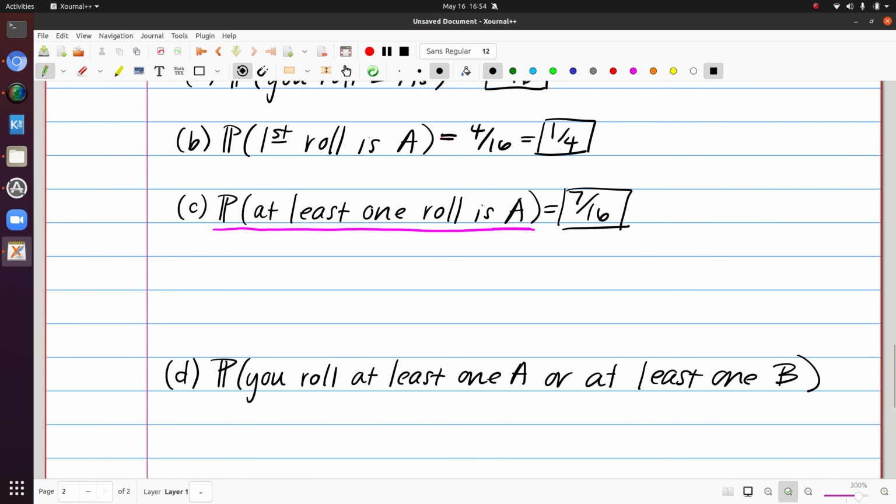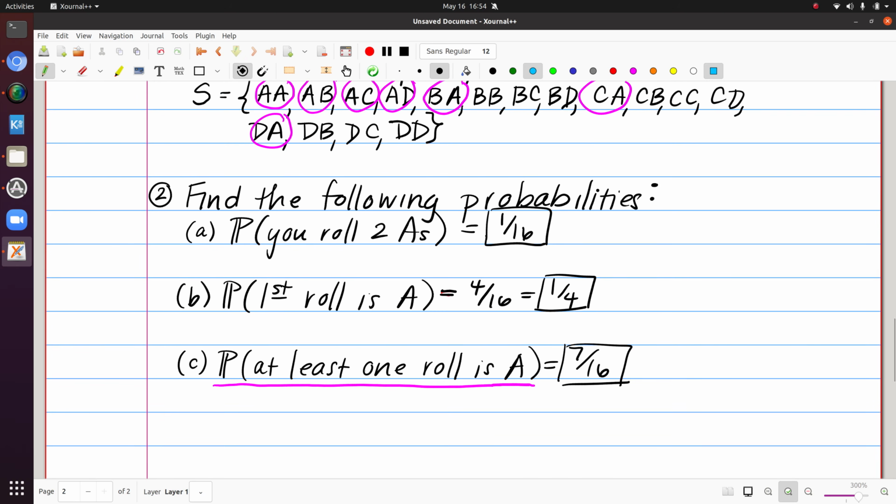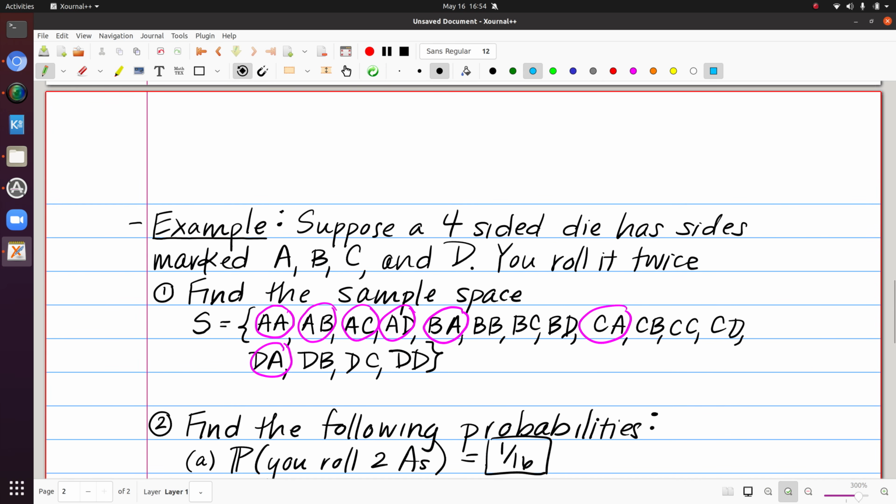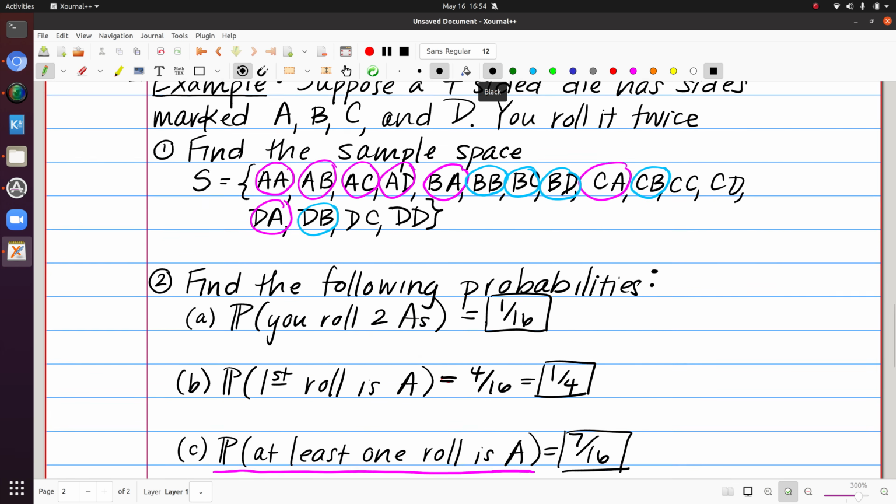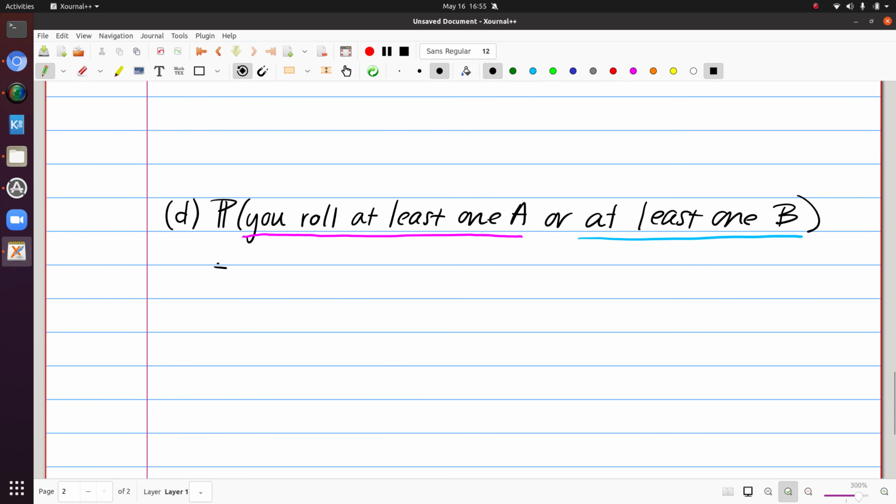And then finally, the last part here says the probability that you roll at least one A or at least one B. Notice that we've already looked at least one A. So I still want to include all of those. But now we also want to consider any outcomes we haven't circled yet that also have at least one B. So this one should be included, this one and this one, as well as these last 2. So now if you include all of the pink and the blue circles, we see that we have 12 out of 16 possibilities, or 3/4.